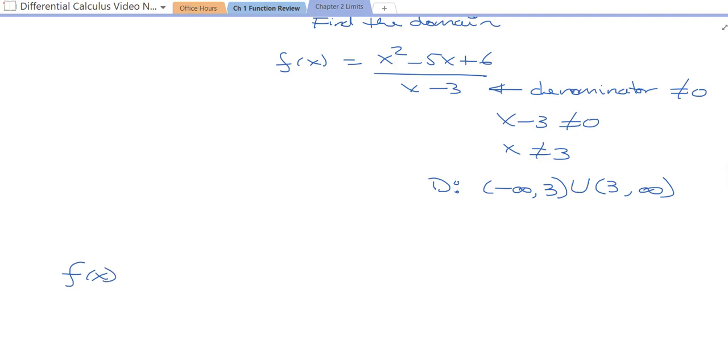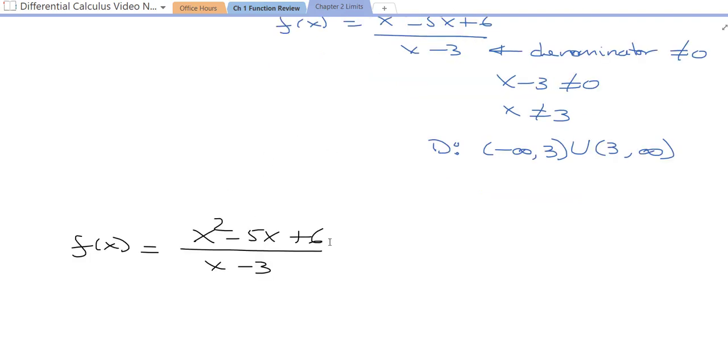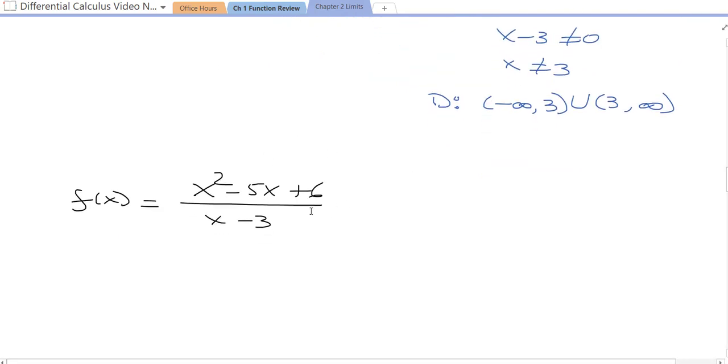So f of x looks like this, and 3 is not in the domain. And oftentimes when I see that things are in the denominator, it makes me think that I do have a vertical asymptote, but is this really a vertical asymptote?